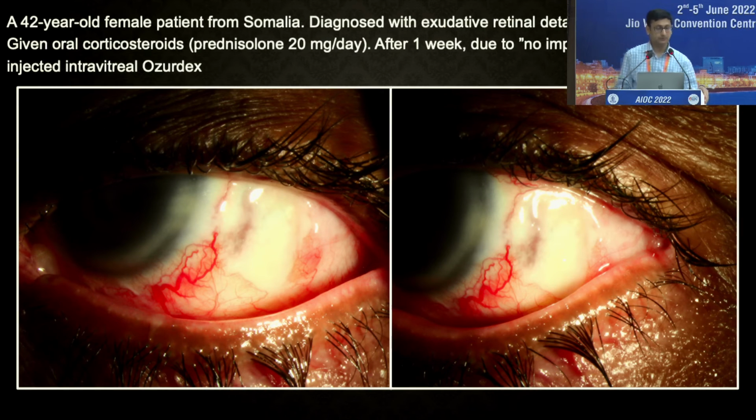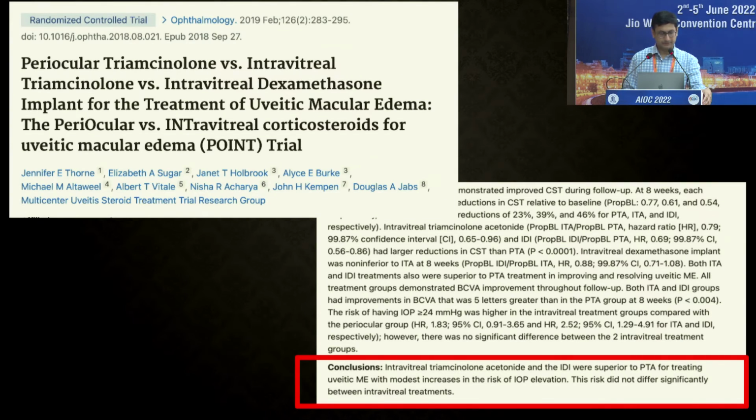This is one Somalian patient who came to me just 2 weeks ago, and she was diagnosed with scleritis and exudative retinal detachment. She was given corticosteroids. Because there was no improvement, someone injected Ozurdex, and now there's a scleral melt in the area of scleritis. And this patient actually had a Pseudomonas aeruginosa endophthalmitis. So if you're not sure, there can be catastrophic complications with Ozurdex.